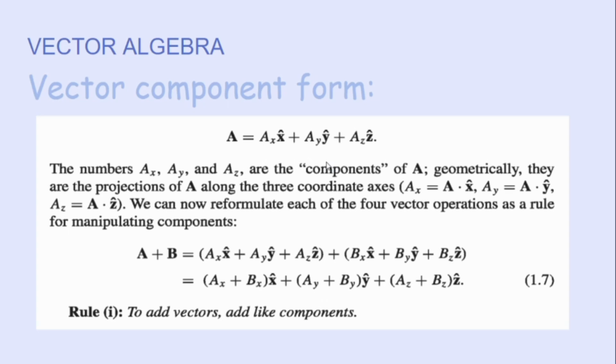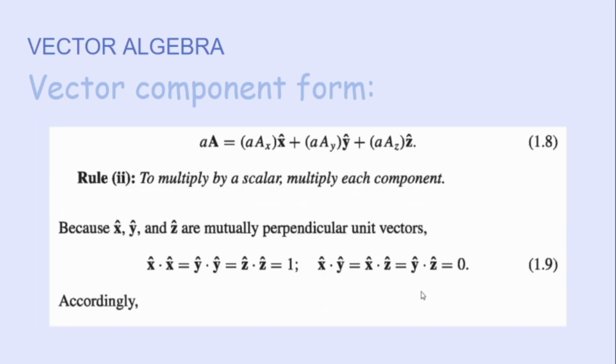Now we will see that if we want to add two vectors A and B, we will add like vectors or like components. As we can see here, ax and bx have the same direction, so they are added separately, and ay and by are added separately, and az and bz are added separately because they have the same directions. This is rule number 1 for addition. Now we will see scalar multiplication with the vector A. We will multiply the scalar with all the three components of the vector. This is rule number 2.